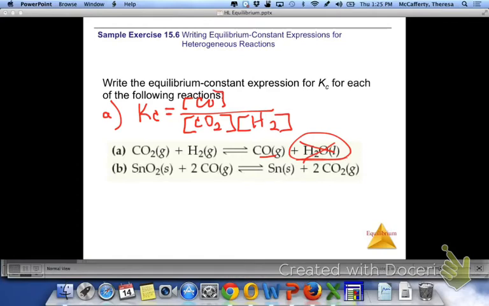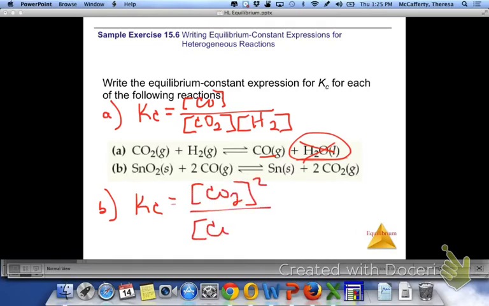Keeping that in mind, you guys write the second one while I go up and get my power cord real quick. All right, so guys, looking at that second one, hopefully you wrote Kc is equal to CO2 squared over carbon monoxide squared. Yes?